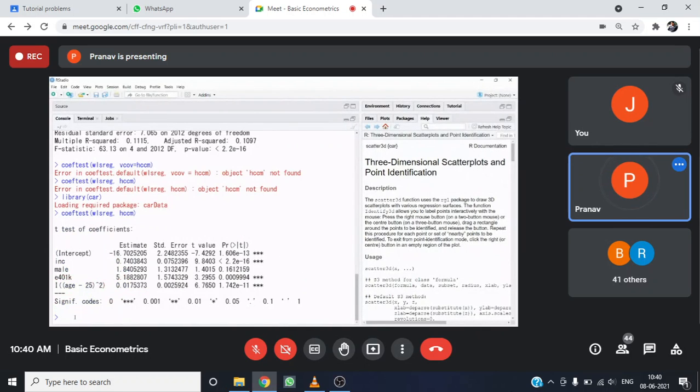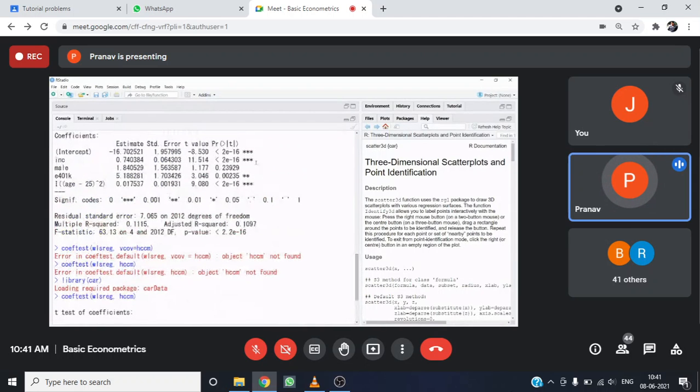Yeah, so I had to call the car package because this HCCM command is in the car package. So you can see here for yourself that the standard error in the heteroscedasticity consistent, that is corrected standard error, will be different from the standard error which you obtain in the WLS REG.